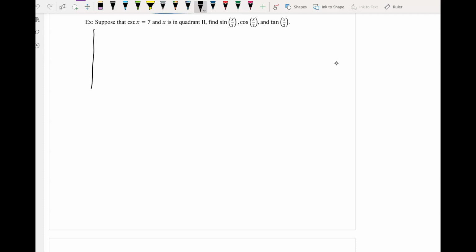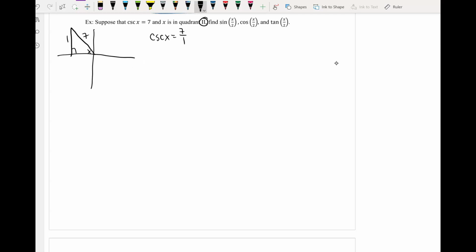Cosecant. One way that we can write cosecant is just 7 over 1. I think that's a little easier to work with. This guy's in quadrant 2, so we're going to draw the triangle up here. So here's x. We have to remember that cosecant is the reciprocal of sine. Sine is opposite over hypotenuse, so this should be hypotenuse over opposite. So this should be a 7 and this should be a 1.